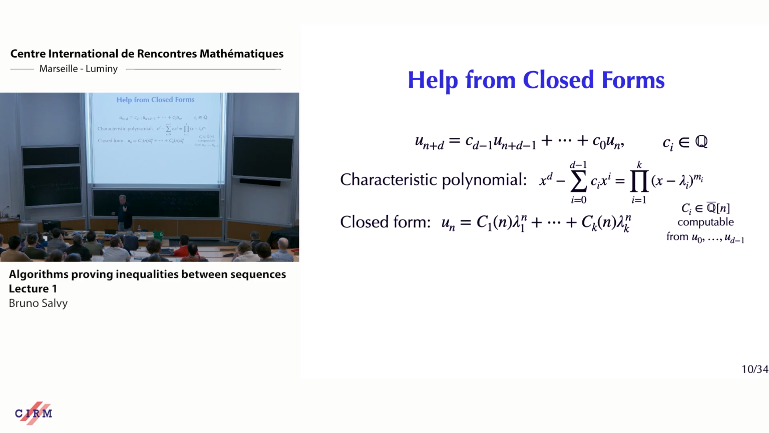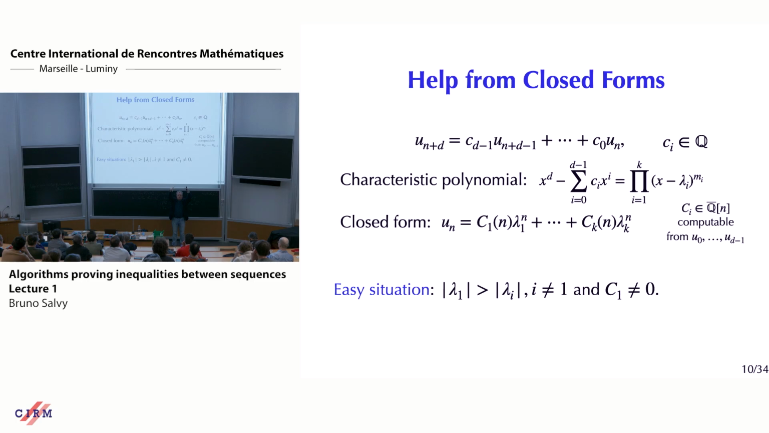So there was one situation which is nice. It's when lambda 1 in absolute value is larger than all the other ones, and the corresponding coefficient is non-zero. Because then, at one point, this will dominate asymptotically. And then, since those are only polynomials, you can even bound the point where this happens. So you have a positivity proof.